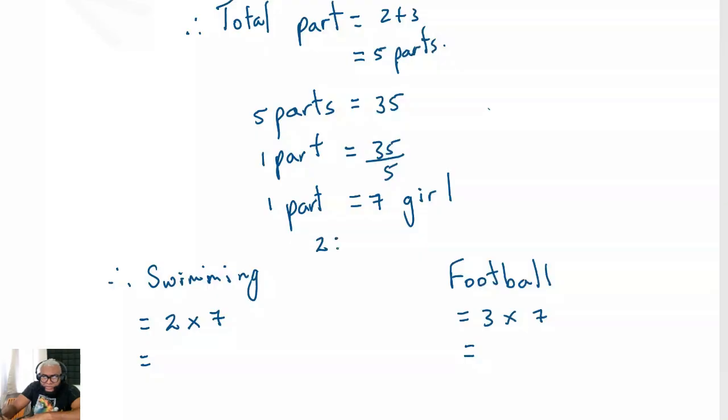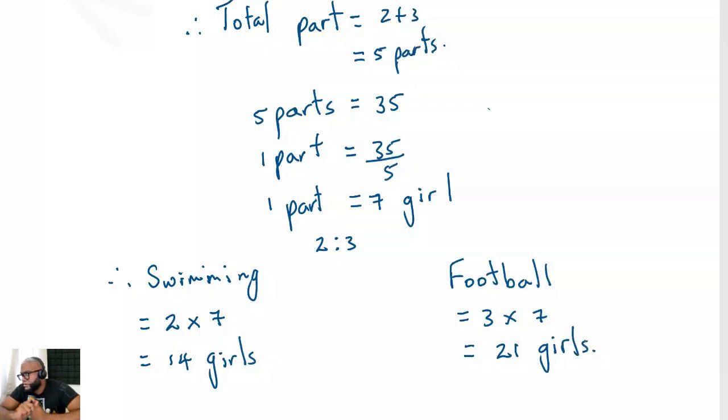I remember the swimming ratio was 14. Football is 21. 14 girls, 21. All right. Raise your hand if you got this.